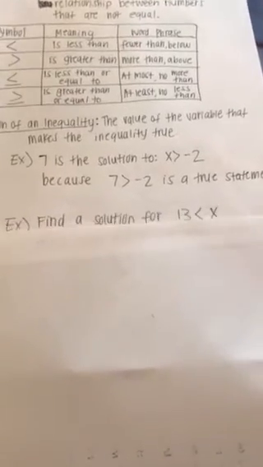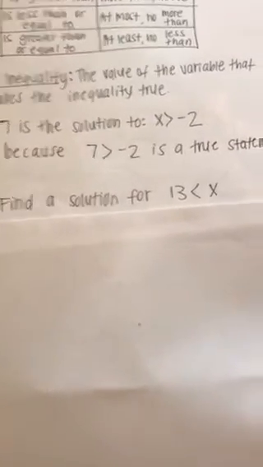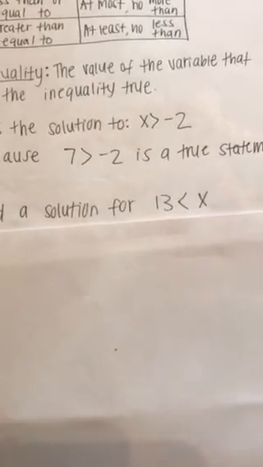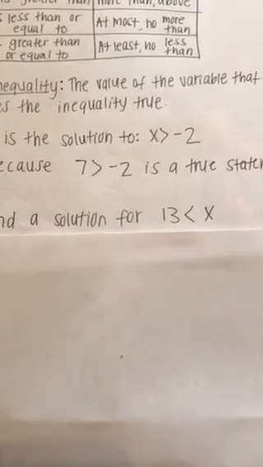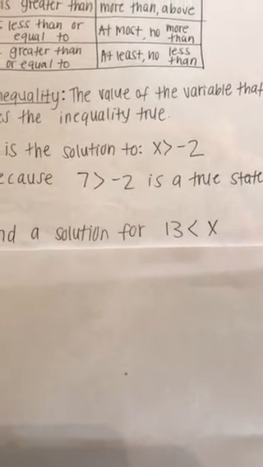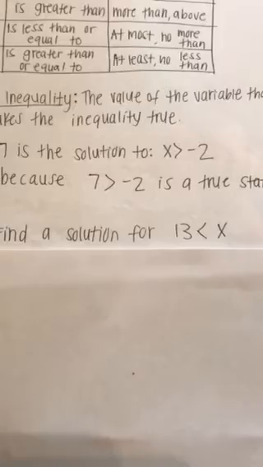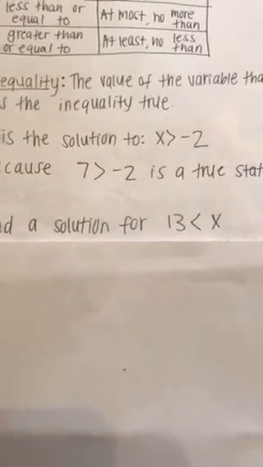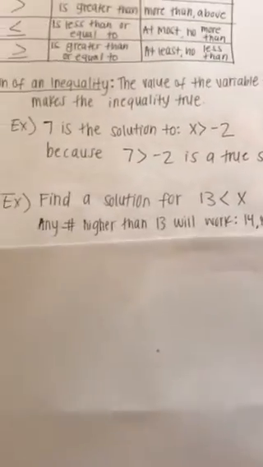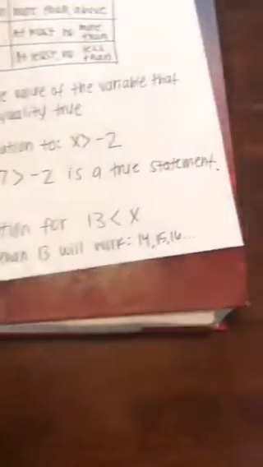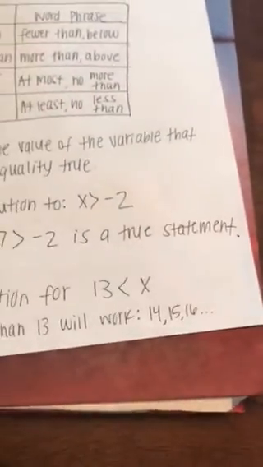Now, here's another example. Find a solution for 13 is less than X. So you always read these problems from left to right. Again, I really recommend that you read them out loud to yourself when you're alone. 13 is less than X. So that means we need to find a number that's bigger than 13 to put right there where the X is. So any number higher than 13 will work. 14, 15, 16, and so on will work.